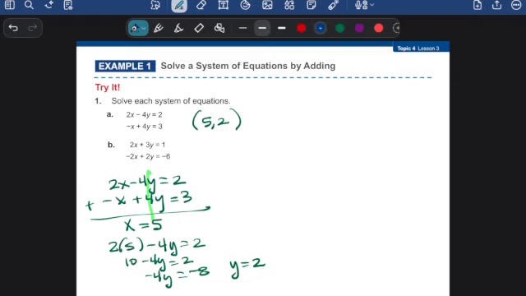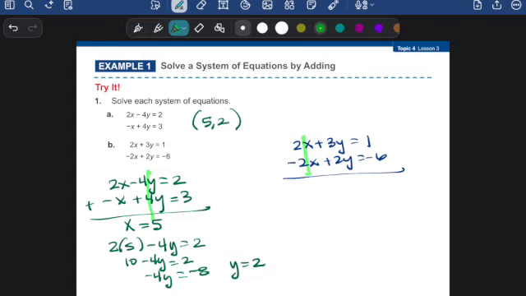Okay, let's do letter B. I'm going to rewrite them over here. 2x plus 3y equals 1. -2x plus 2y equals -6. So already I can see that the variable I'm going to eliminate is the x variable. They have the same coefficient and opposite sign, so I know when I add them together, they will cancel out. 3y's plus 2y's is 5y equals -5. Y is going to equal -1.